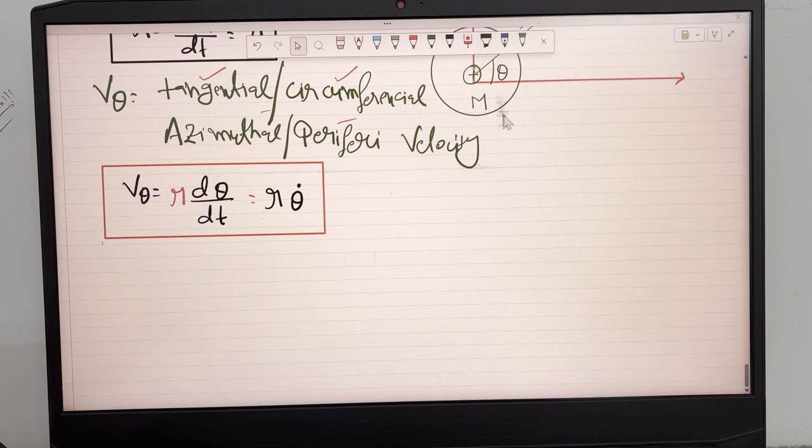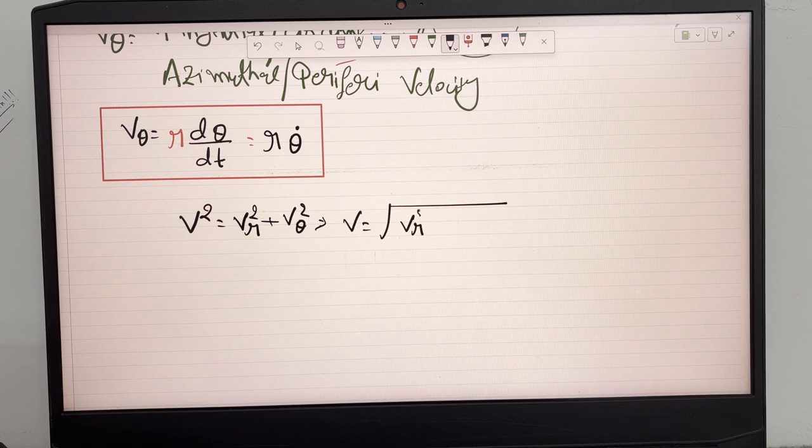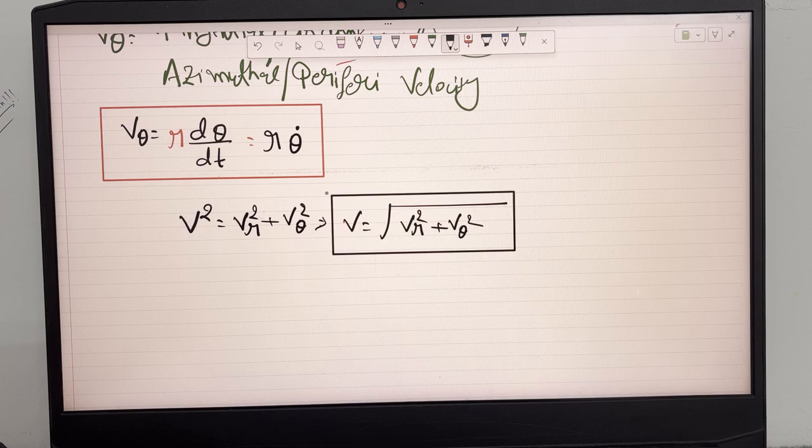Now you tell me, what is velocity then? Velocity squared is equal to V r squared plus V theta squared. Is it right? Because if you are resolving into components, the sum of the squares of the components will equal the square of the original. So you can also write v equals the square root of V r squared plus V theta squared, and you will get your value of velocity.